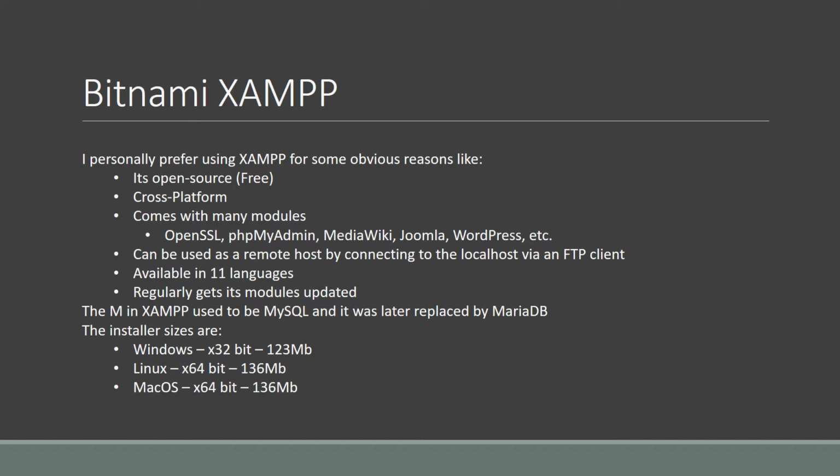And for your own information, the AMP in XAMPP used to be MySQL, but in the later stage they changed it to MariaDB. So now they use MariaDB instead of MySQL. The install sizes are, for Windows, 32-bit. I don't know why they use 32-bit, but it's actually a smaller size. And Linux and Mac OS come in a 64-bit, which is 136 megabytes.